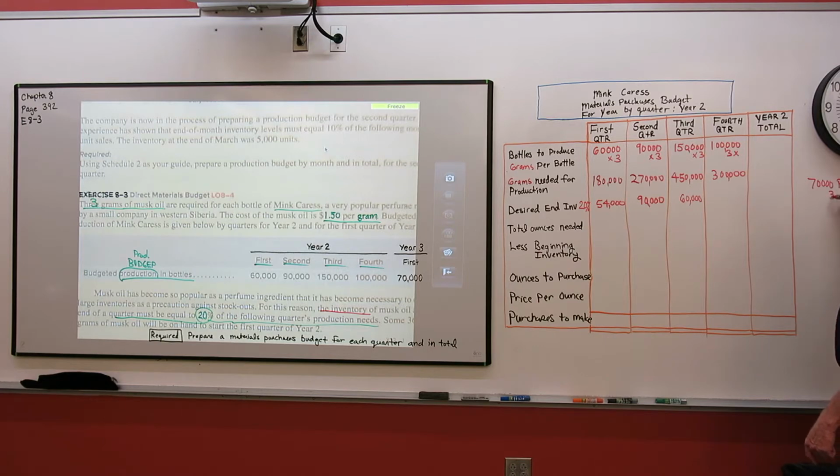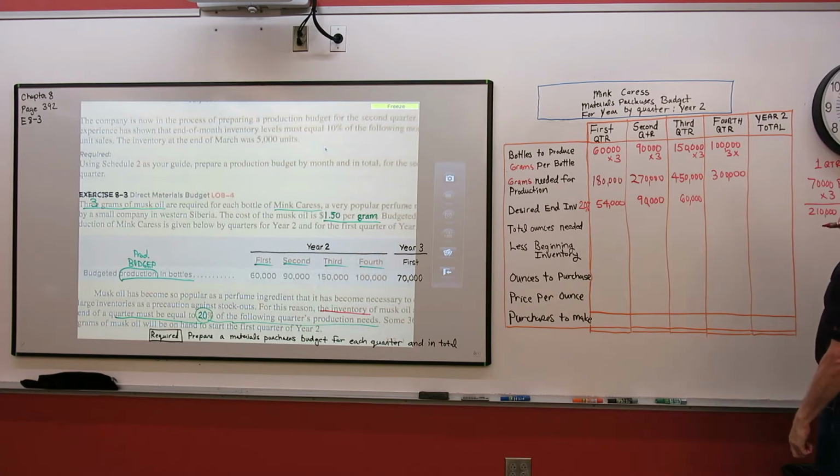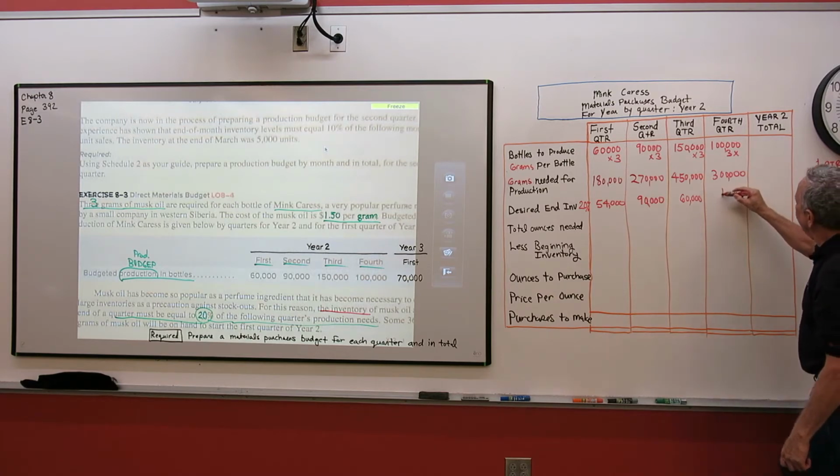And we need 3 grams each bottle, so that's 210,000 grams. And again, that would be the first quarter of the next year, year 3, fourth quarter of year 2, we're looking to the first quarter of year 3. So we need 20% of 210,000. 20% will, I believe, be 42,000 grams.